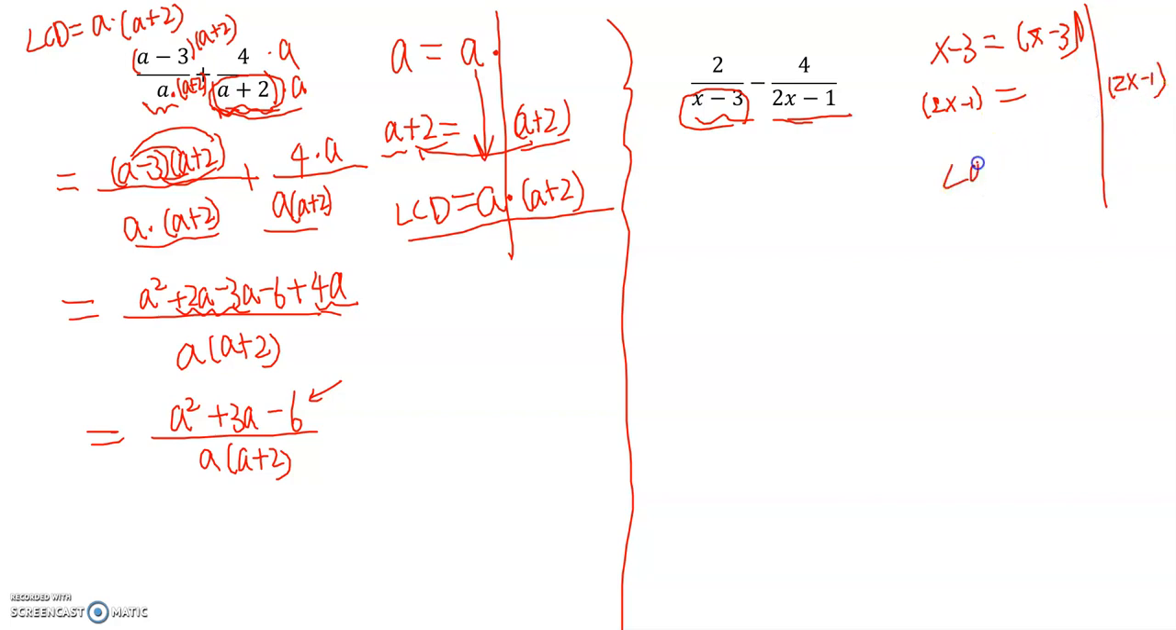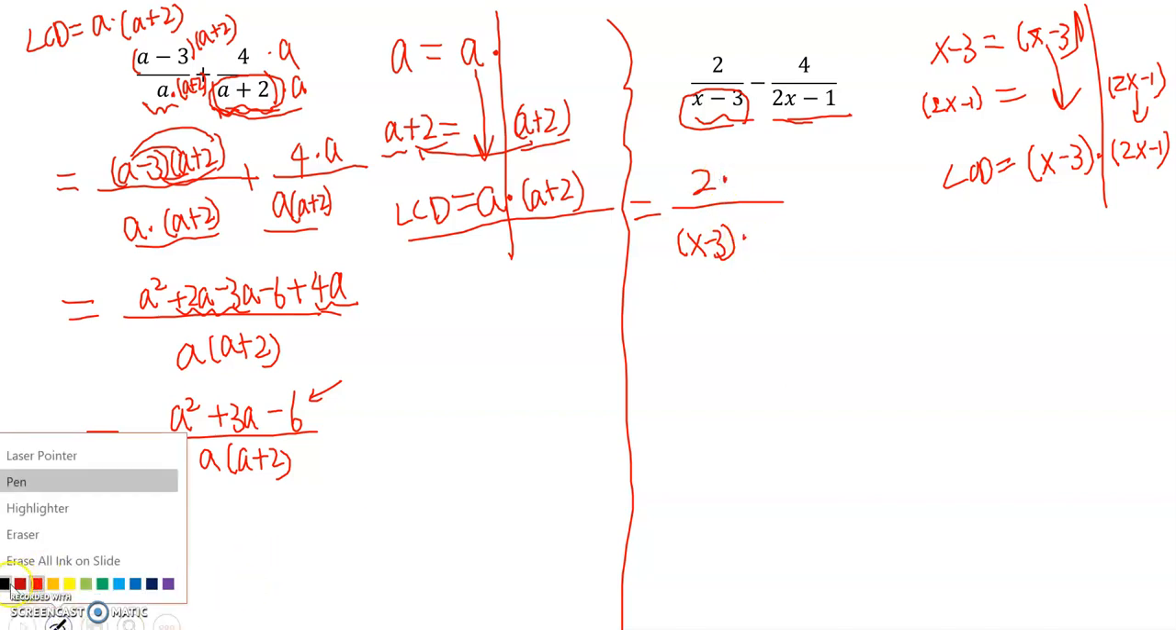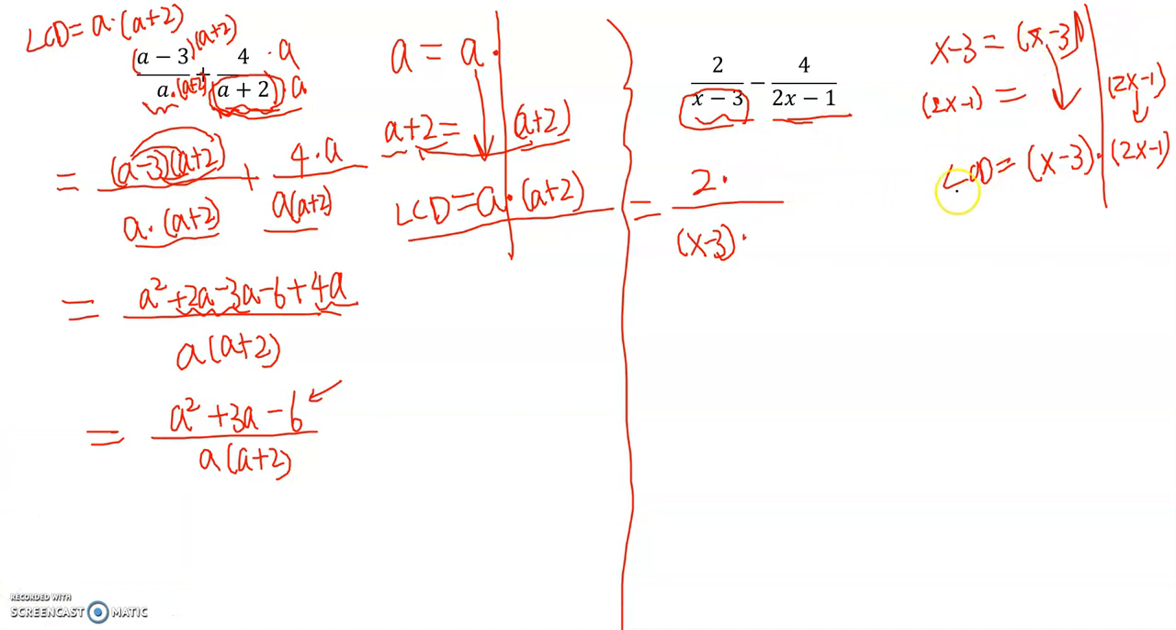So the LCD or LCM will just be bring down one from each column. So x minus 3 times 2x minus 1. Or it's just like you're multiplying these two. Okay, so we can take the first fraction or rational expression, multiply both top and bottom by, let me use a different color, in order to get this LCD, notice that we're missing 2x minus 1, so we just multiply by the other denominator, 2x minus 1.